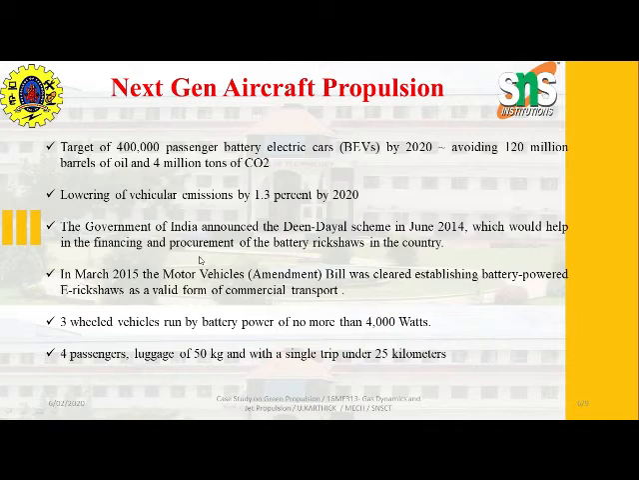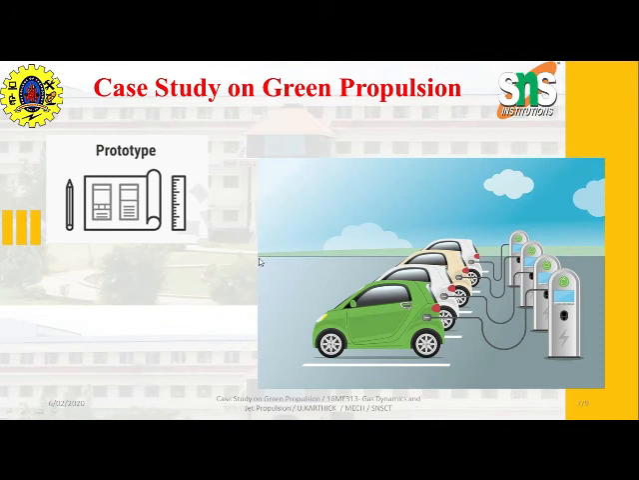So in northern sides, Delhi, that place and all, they are using e-rickshaws. So we can minimize the utilization of fossil fuels. Third one, a three-wheeled vehicle run by battery power of not more than 4000 watts, and then they gave the specification for 4 passengers also. Okay.